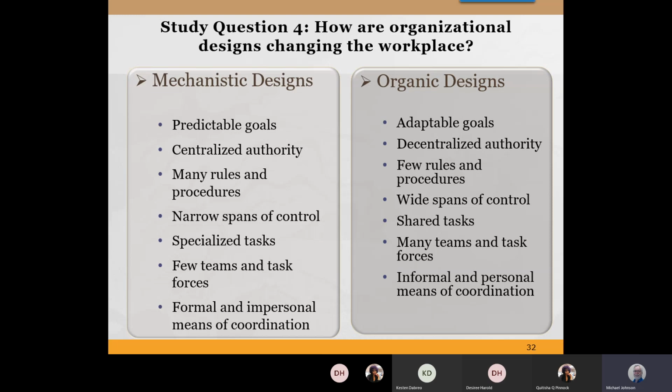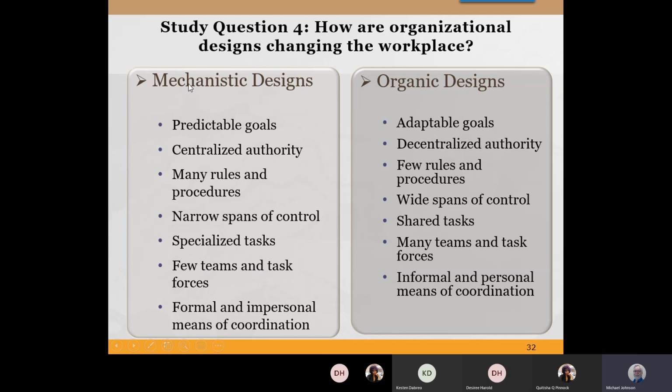So you don't have a lot of skill in that particular area. You have skill kind of general. And also shared tasks, you don't do just one thing, you do whatever needs to be done. And it's usually very simple work. Many teams and also task forces, they do adapt very strongly towards the team and network environment. Informal and personal means of coordination. Again, there is no set rule. It can be very flexible.